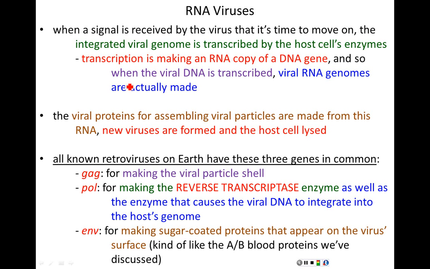And then the envelope gene, or ENV, which is used for making sugar-coated proteins that appear on the virus's surface, poking through the stolen cell membrane, which is another layer of foolery that the virus uses to convince host cells that the virus belongs and is one of us and is self.